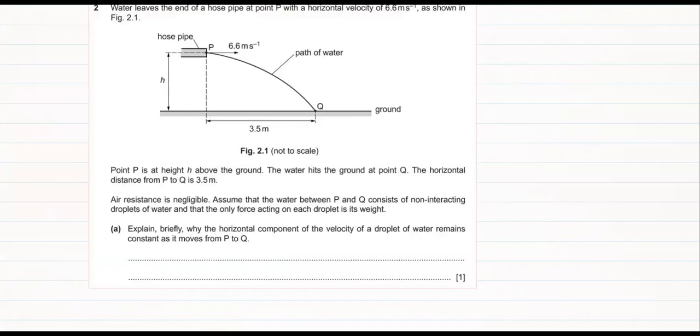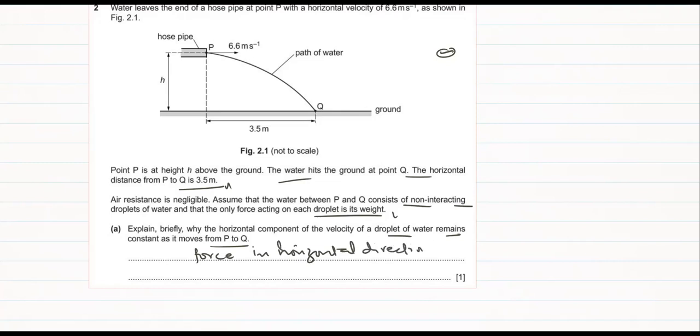Question number 2. We all know how to attempt this. The horizontal distance is given, air resistance is negligible, and the droplet is non-interacting. Explain briefly why the horizontal component of the velocity of the droplet remains constant as it moves from P to Q. As we all are aware, the force in the horizontal direction on the droplet is 0.